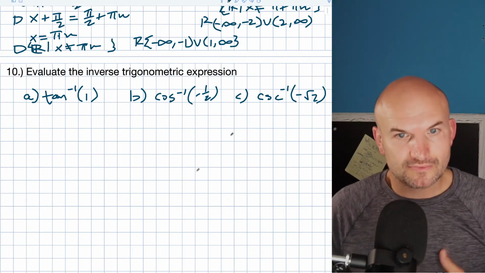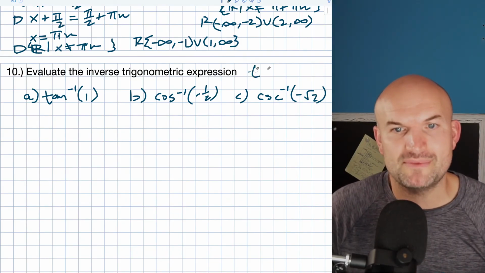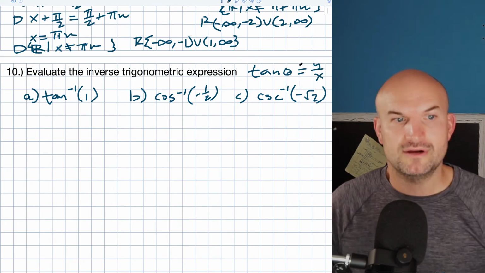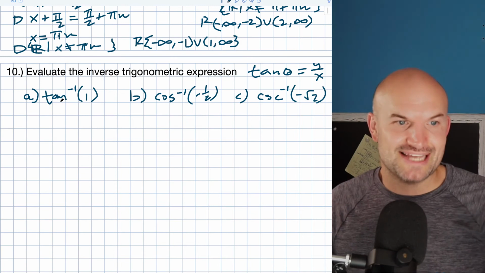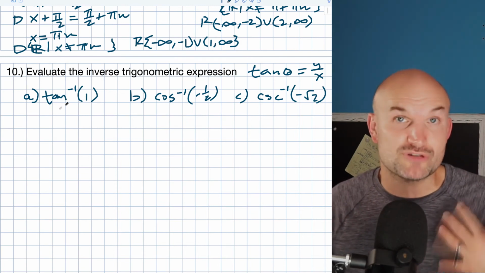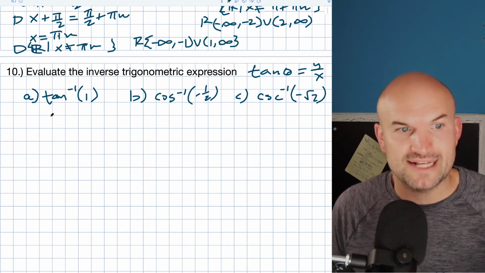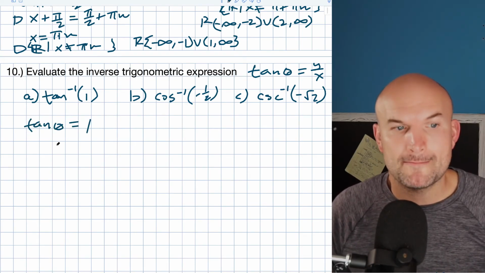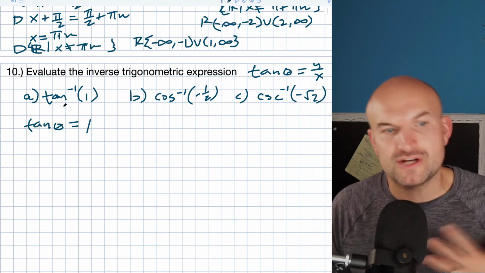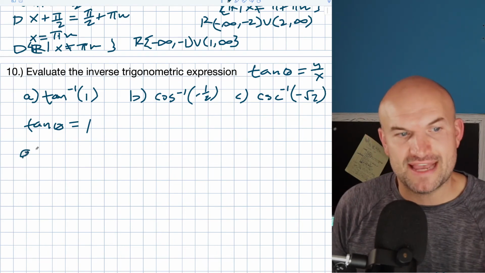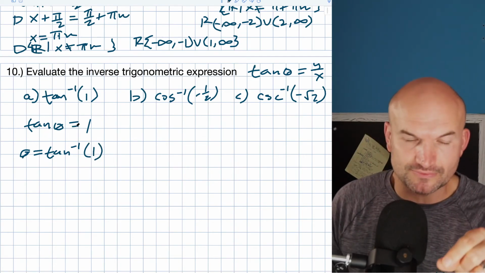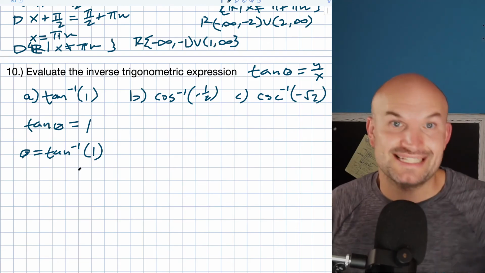The main thing to understand about the inverse is that when I'm evaluating a function, tangent of theta is equal to y/x, right? So when I say tangent inverse of 1, what I'm trying to do is find the angle. This is saying tangent of what angle is equal to 1? So theta is equal to tangent inverse of 1. What angle is going to produce a 1 when I take the tangent of it?